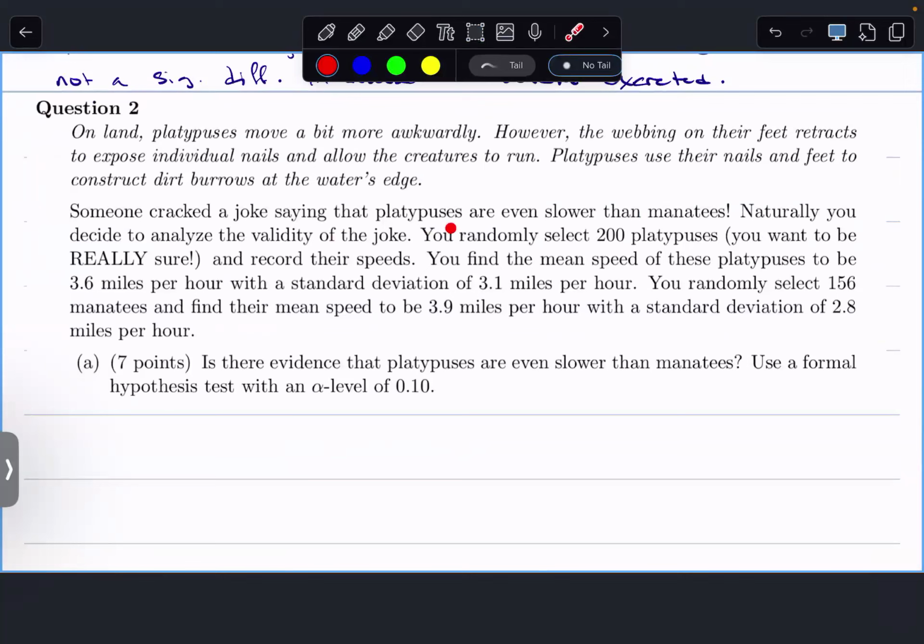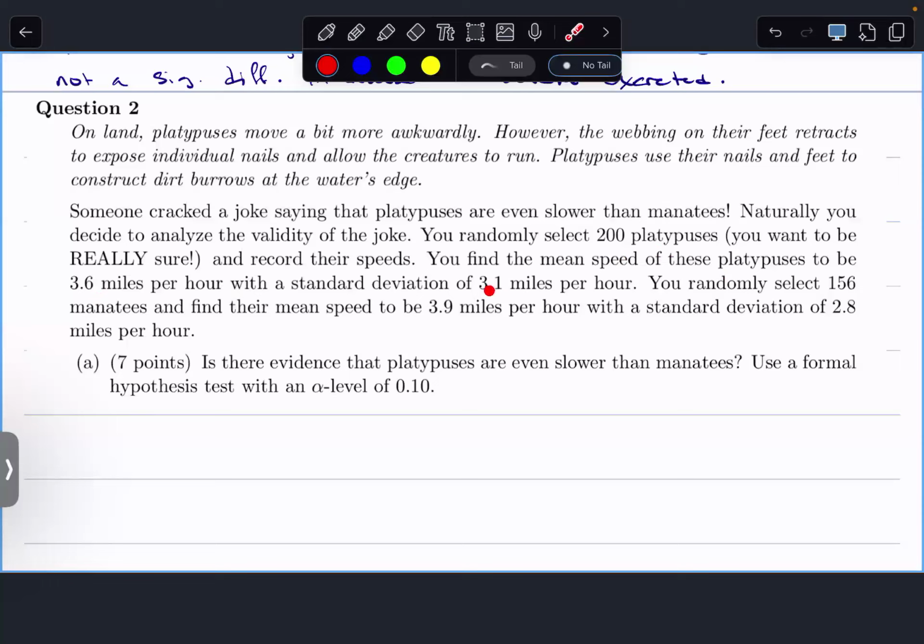Someone cracked a joke saying that platypuses are even slower than manatees. Naturally, you decide to analyze the validity of the joke because why not? You randomly select 200 platypuses. You want to be really, really sure, right? So 200 platypuses and record their speeds. You find the mean speed of these platypuses to be 3.6 miles per hour with a standard deviation of 3.1 miles per hour.